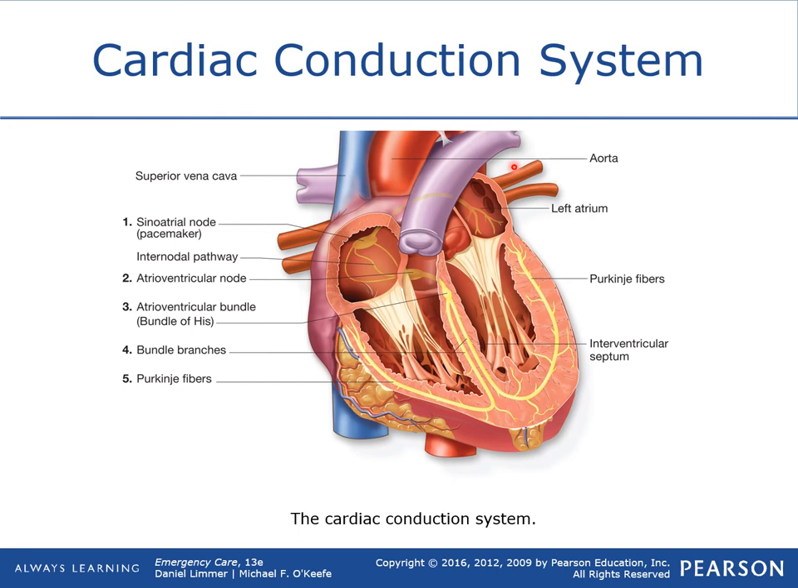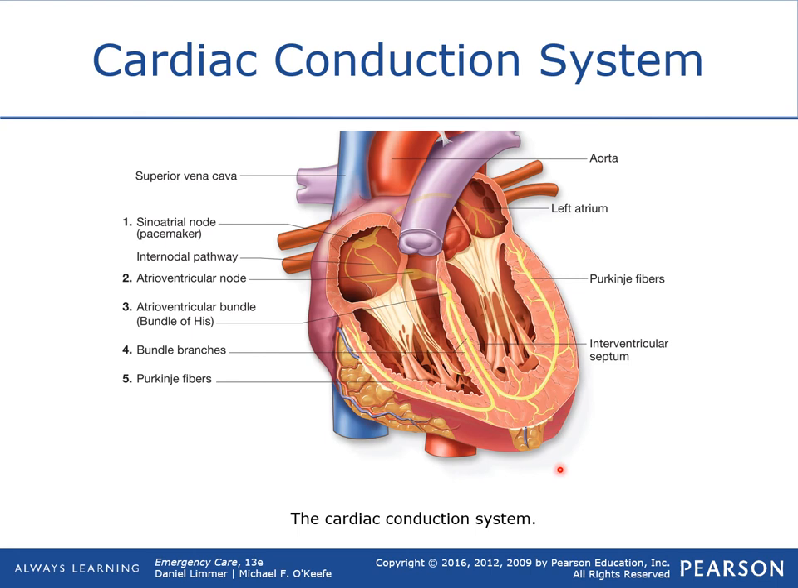Another thing to keep in mind is that each one of these nodes, so your SA and your AV, and even your Purkinje fibers as a whole, can do the entire heartbeat. So it's kind of your body's backup system. If your SA node stops working, then your AV node can take over and keep your heart beating. And if your SA node goes out and your AV node goes out, then your Purkinje fibers can take over and keep your heart beating. Those are your body's backup systems.